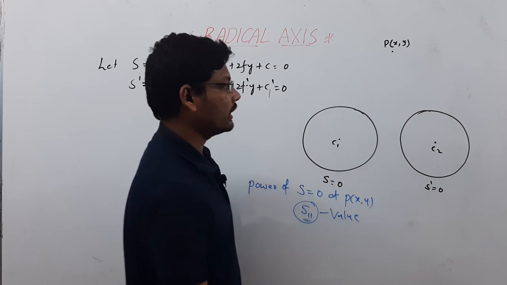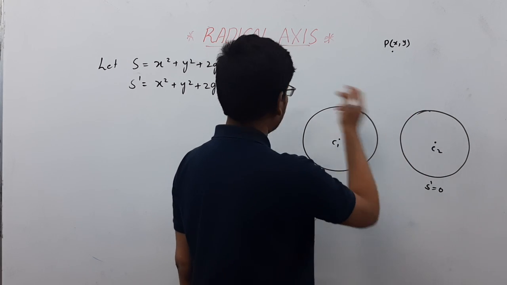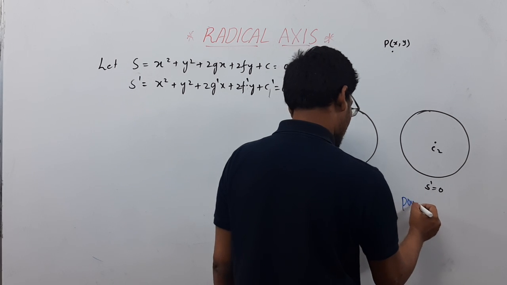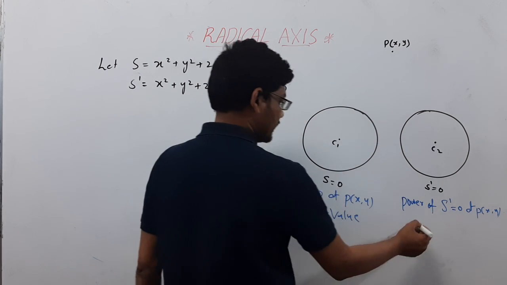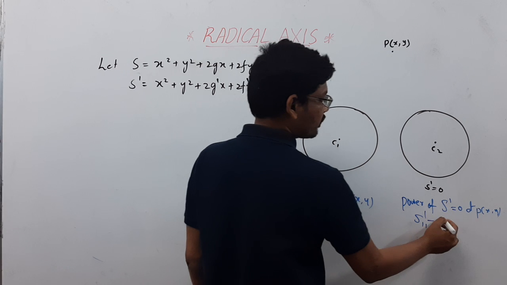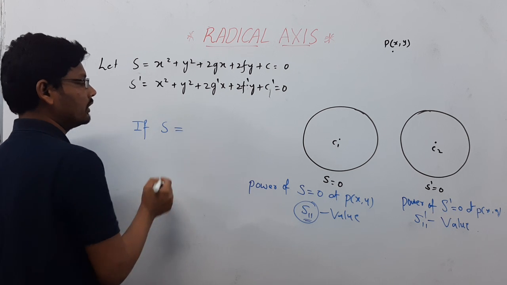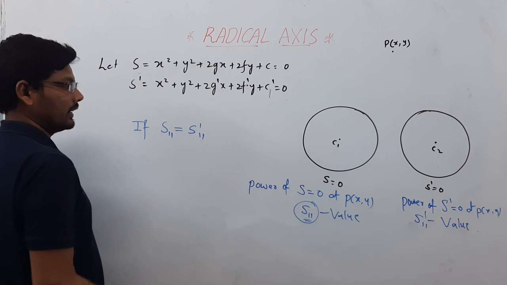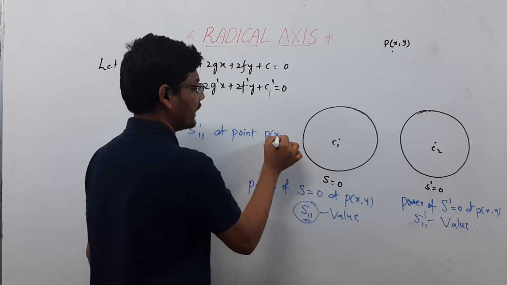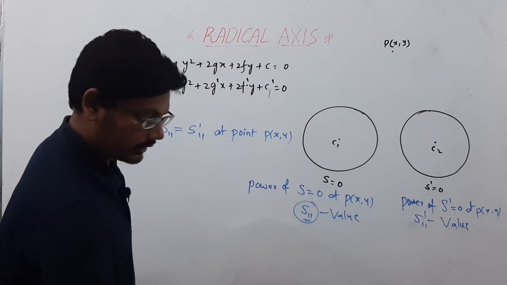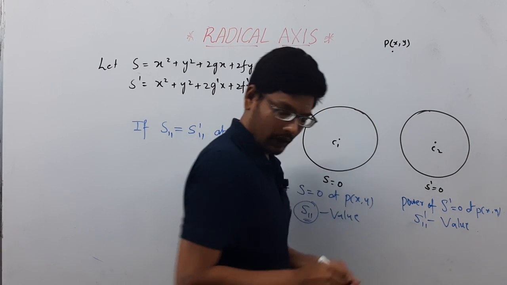but S11. Similarly, if you substitute the point P of x comma y in the circle equation S dash = 0, that is nothing but the power of S dash = 0 at P of x comma y, that is S dash 11. This is also a value. In that way, similarly at point P of x comma y, and if you take one more point, I am joining here.